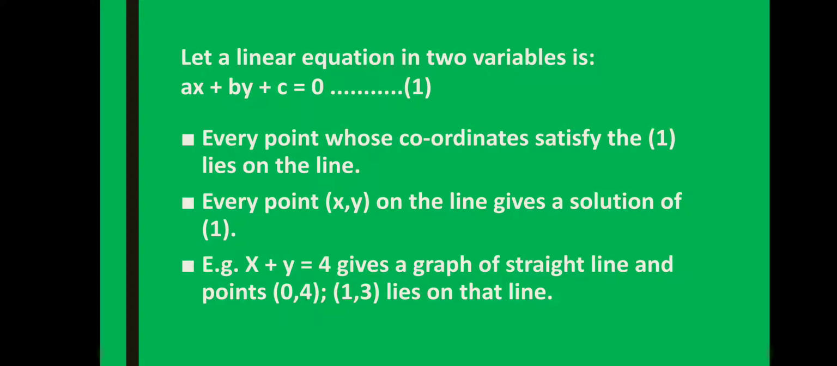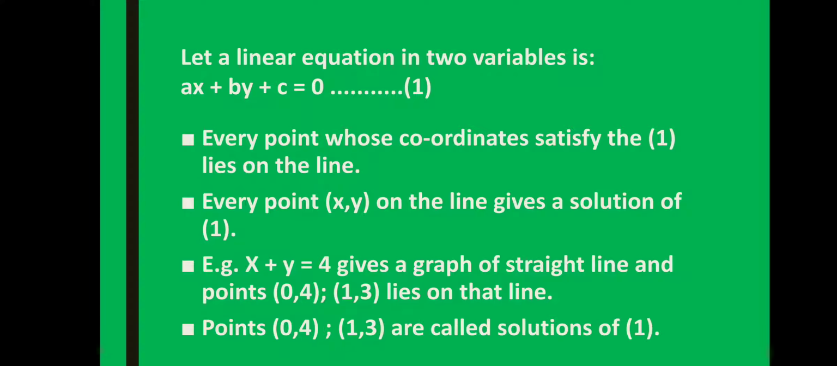So this is the solution. These are the solutions of this equation. So every point on the line represents a solution of the equation. The points 0, 4 and 1, 3 are called solutions of equation 1. So every point on the line is a solution of the equation.